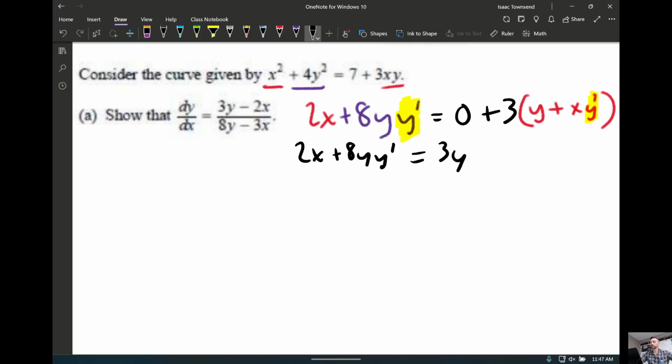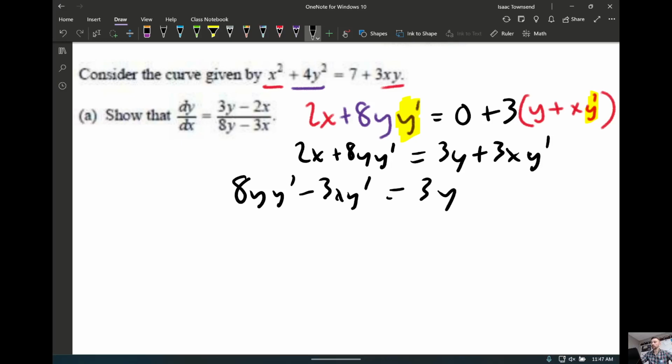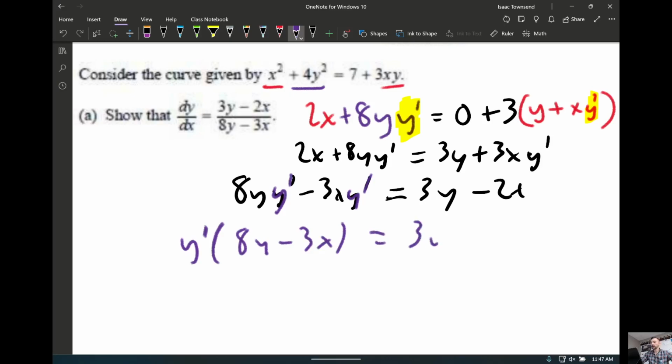So are you guys okay with that first step? Okay, then to finish, we should get all the y prime stuff on one side, all the non-y prime stuff on the other side. That way, if everything on one side has a y prime, we can factor it out as a GCF. And if y prime is being multiplied by this stuff, we can undo multiply with divide.